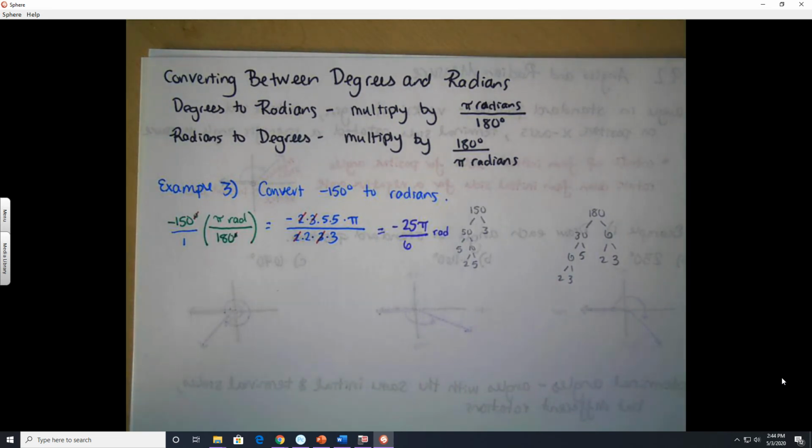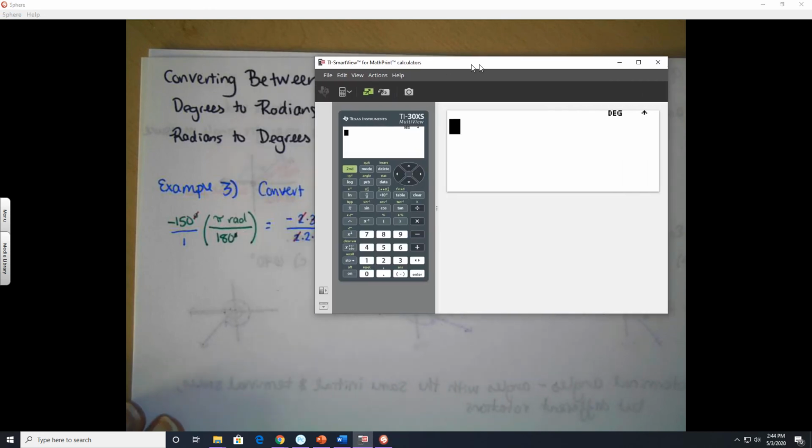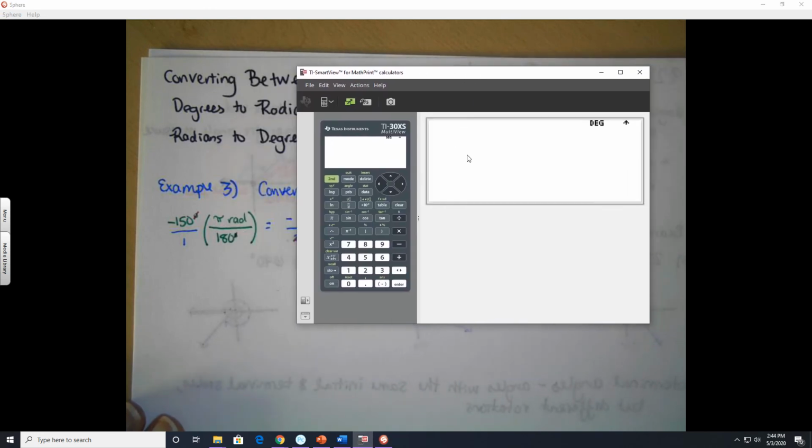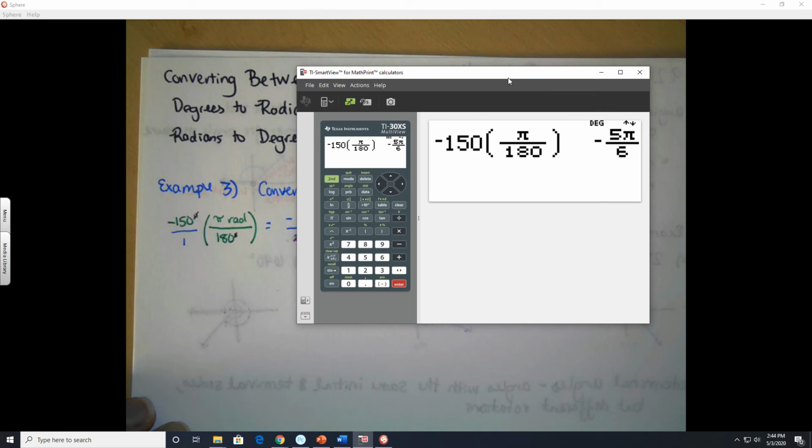If you have a calculator, like the ones that we do at school, I would start with my negative 150 and then multiply by, I'd have to use the fraction button, pi, and I'd have to arrow down over 180. There's my end parentheses, and if I hit enter, it tells me I should have negative 5 pi over 6, which tells me I made a mistake back here.